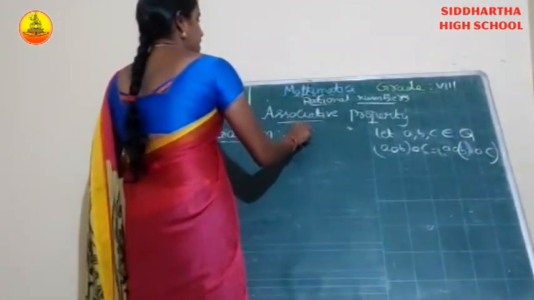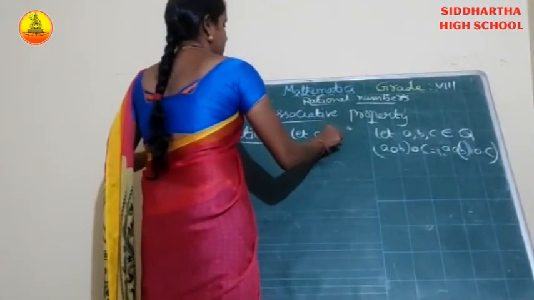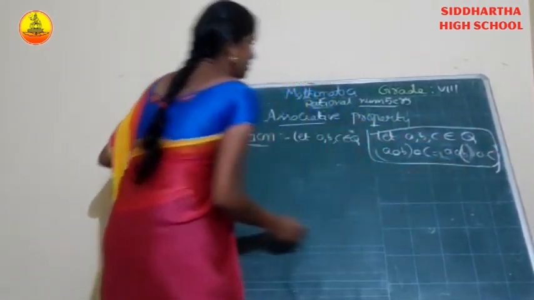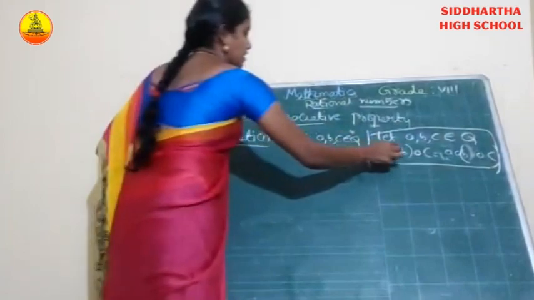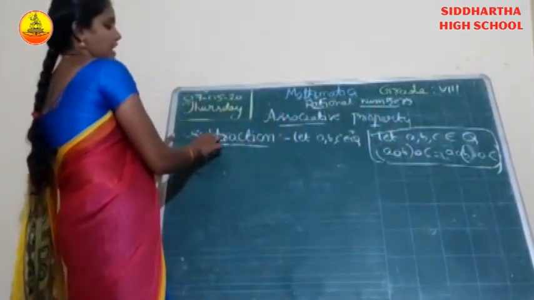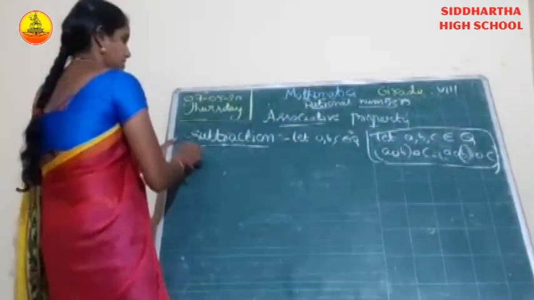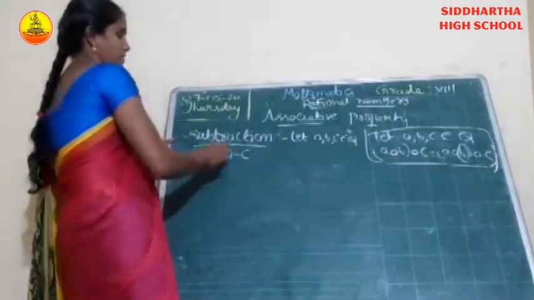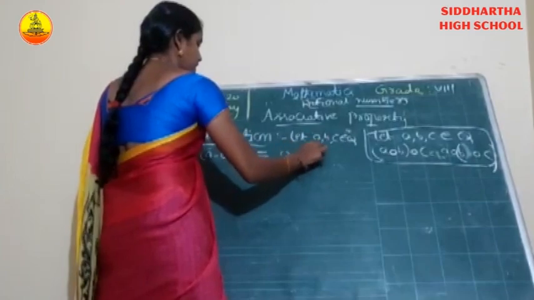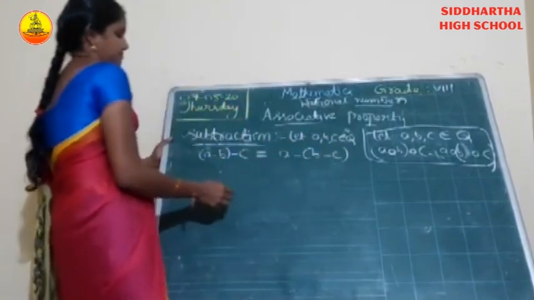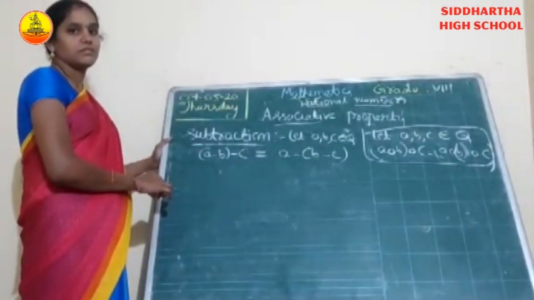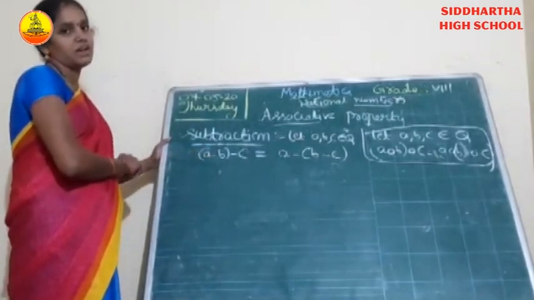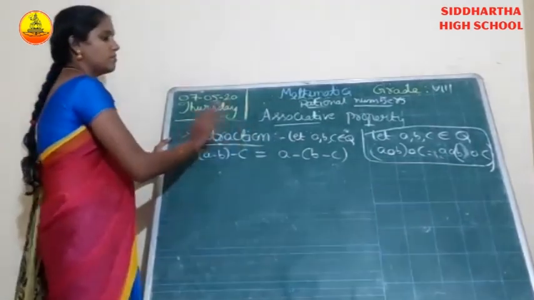So same. Let A, B, C be any three rational numbers. Then in the place of the circle, what do you have to keep? We have to keep subtraction, that means we have to keep minus. So (A minus B) minus C is equal to A minus (B minus C). Is it equal? We don't know whether it is equal or not. First we will check whether it is equal or not. Okay, then we will keep the equal to symbol.